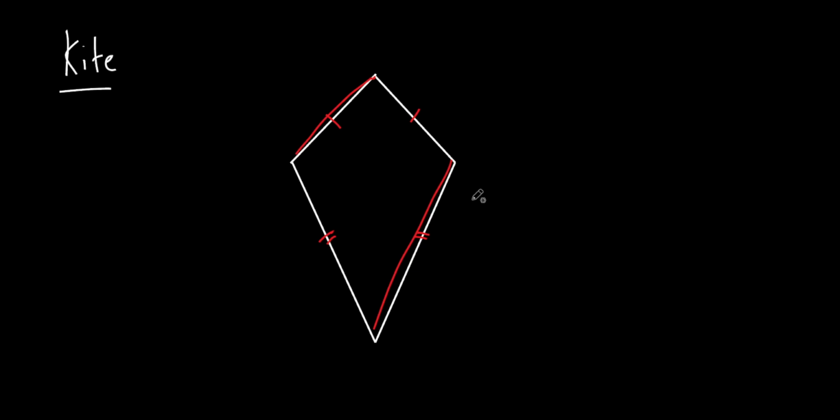Yeah, it's 2 pairs of equal consecutive sides. But the opposite sides are not equal to each other. Okay? So these 2 pairs of sides are equal. They're consecutive sides. But the opposite sides are not equal to each other.